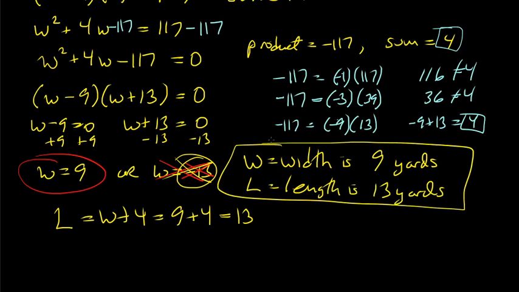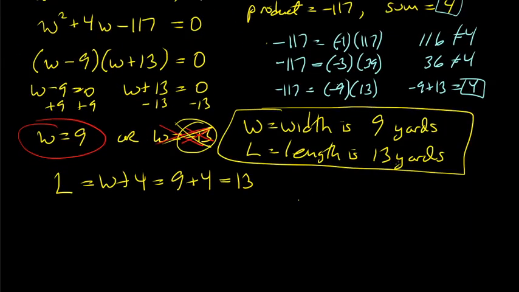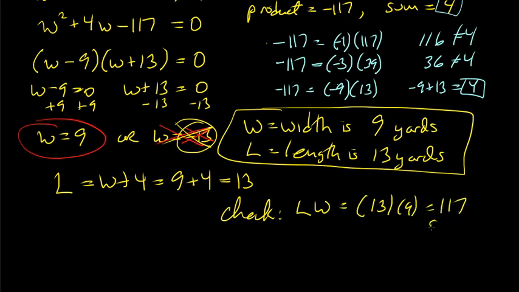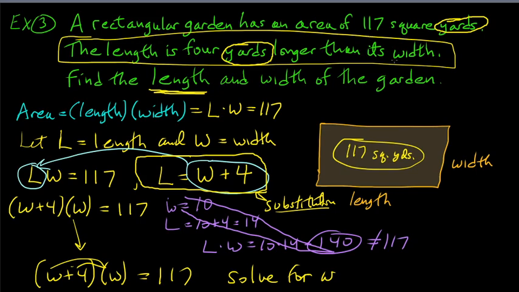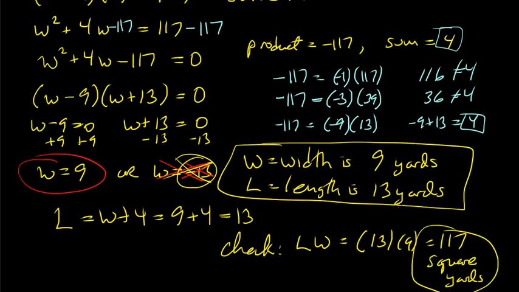And that should answer the question. Find the length and width of the garden. The length is 13 yards, the width is 9 yards. And as a way to check, if I multiply the length times the width, 13 times 9, I get 117 square yards, which was exactly what the question said, that the area was 117 square yards. So it works. We know this is correct.